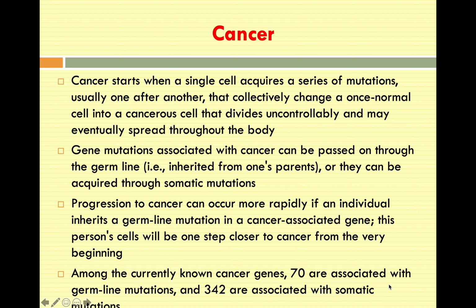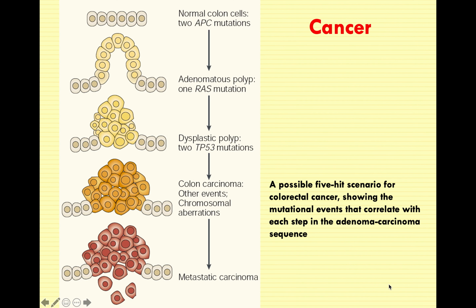Can you imagine, there are a lot of cancers, and in one cancer there is more than one gene involved. In this diagram, this is a depiction of the five-hit scenario for colorectal cancer. This is how mutations could occur from normal colon cells. In the beginning, there are two APC mutations, and later on it can develop one RAS mutation to produce an adenomatous polyp. It then progresses to a dysplastic polyp, with two TP53 mutations.